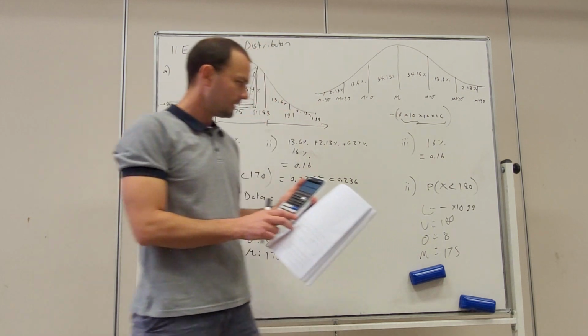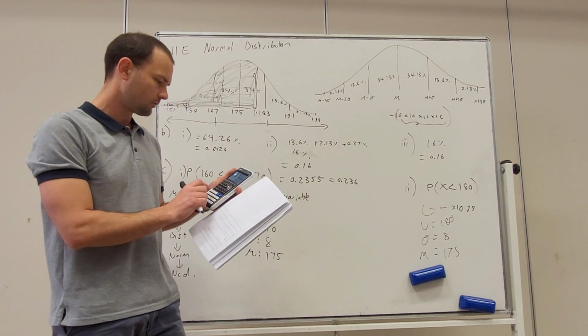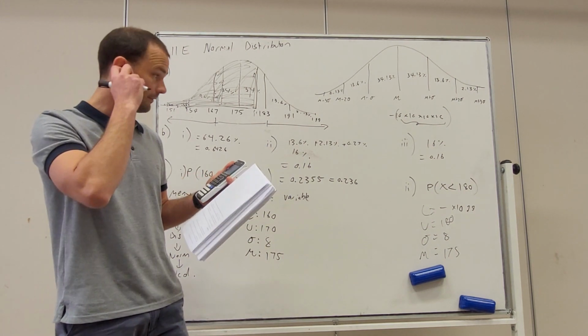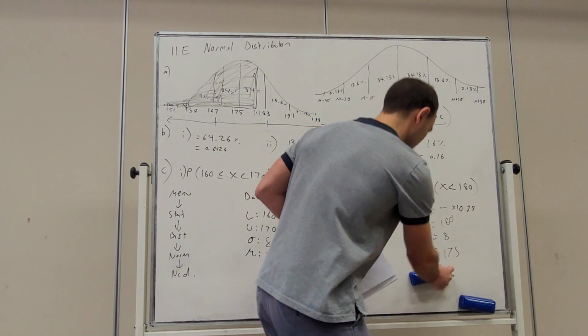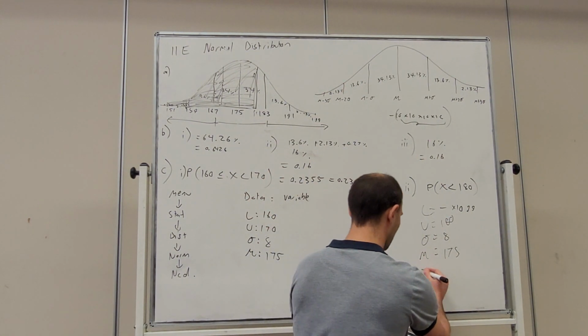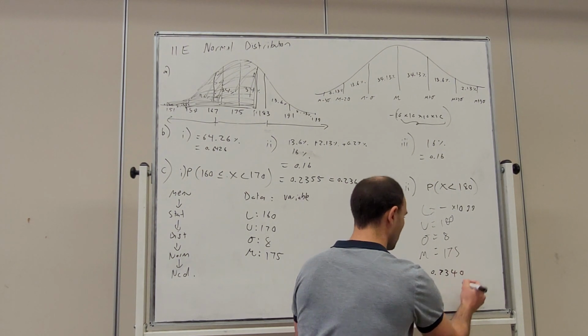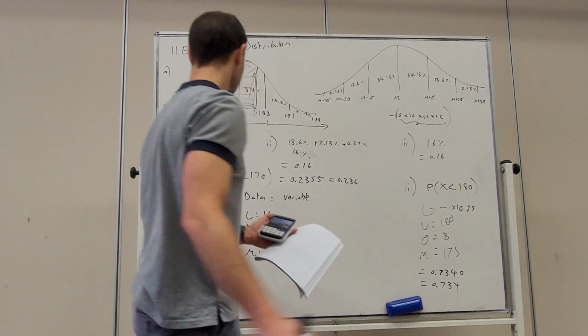So we've typed that in, negative 10 to the power of 99, and the upper boundary 180, standard deviation 8, mean 175. We'll evaluate that. And the answer we get for this one is 0.7340, so 0.734.